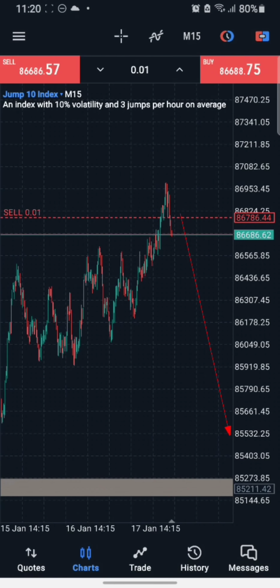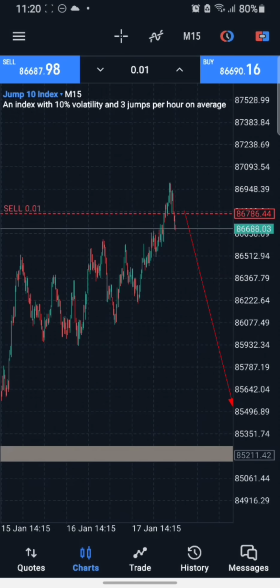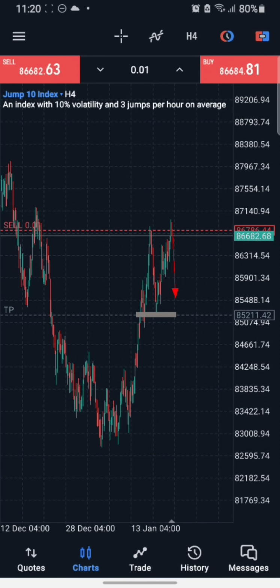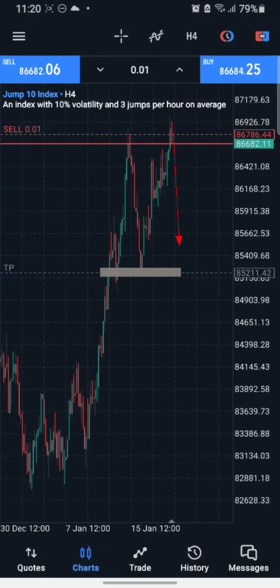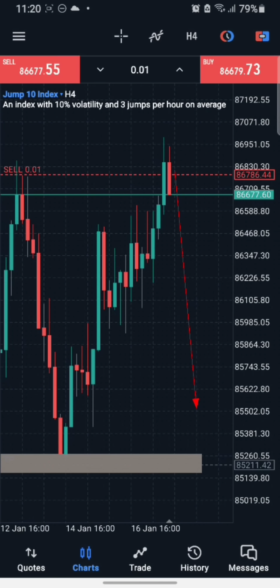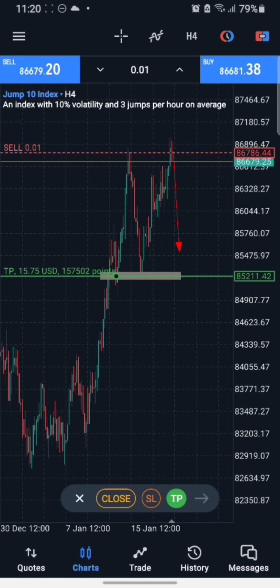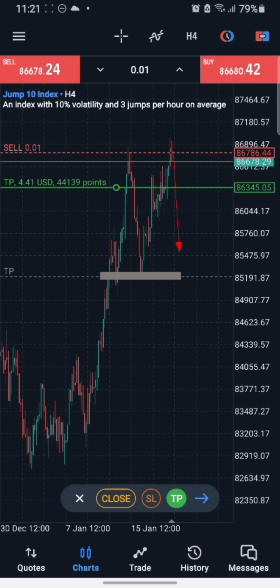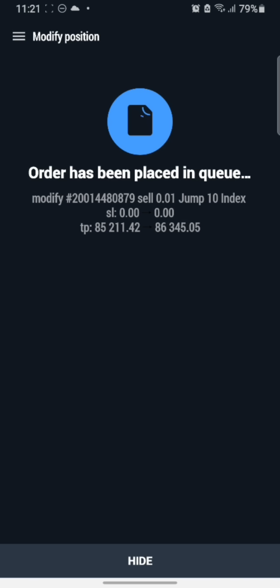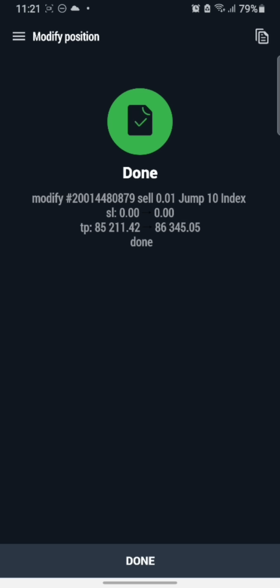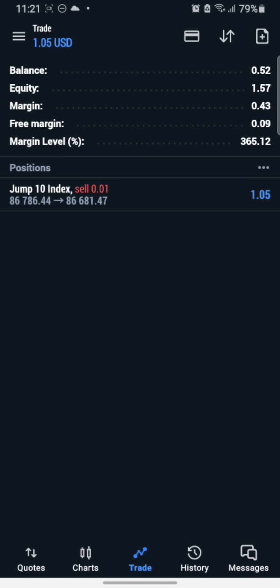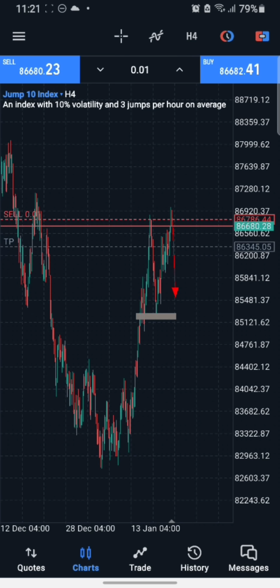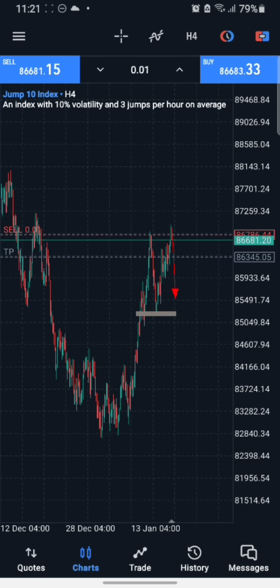As you can see, we are in 99 cents profit. This is a lot considering that we have 52 cents. We had a 52 cent account. So now you can choose to leave the market and be satisfied with that 99 cents, or you can just wait for the market to go down, because the market is still going down. So this is nice, this is very nice.